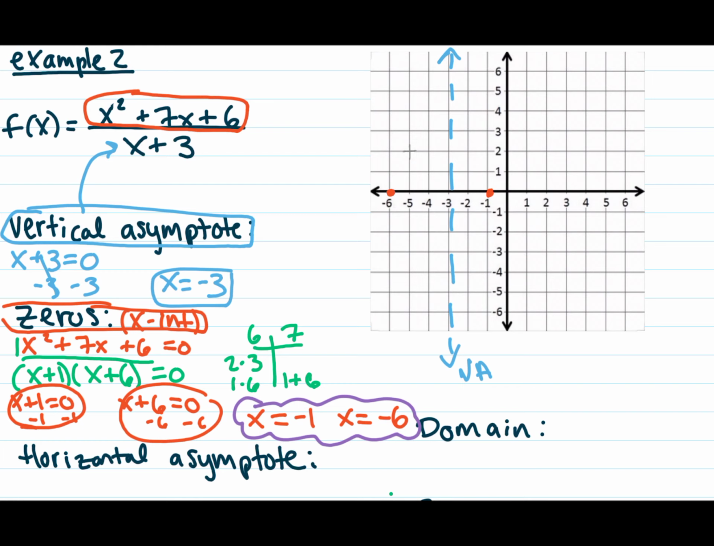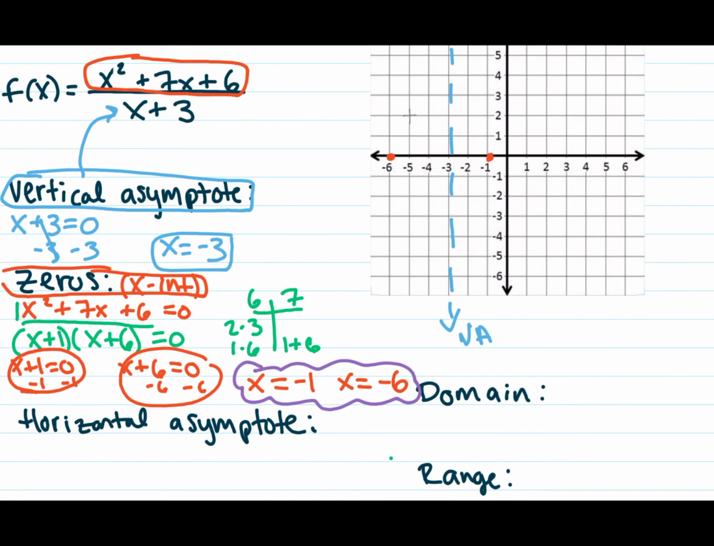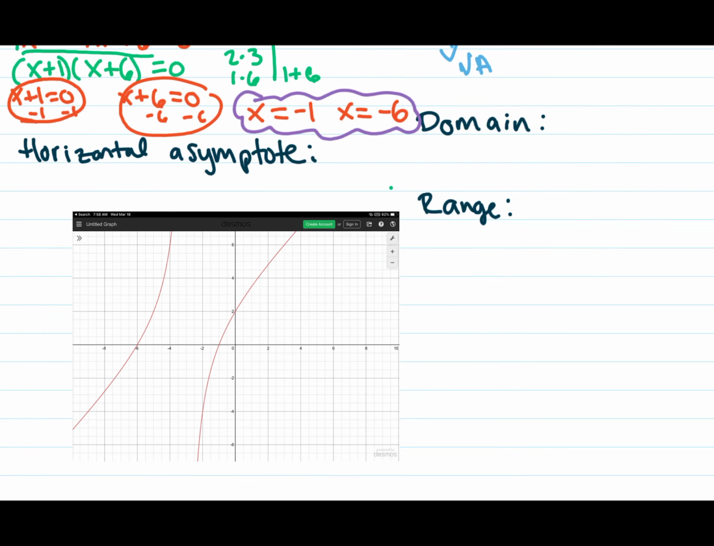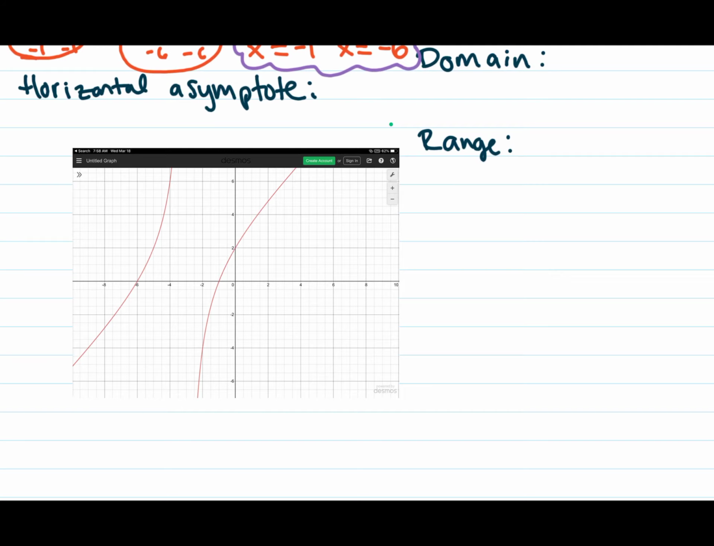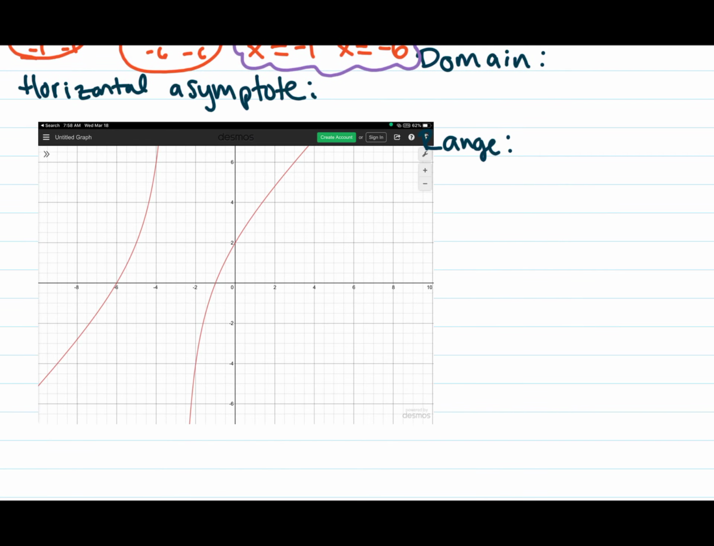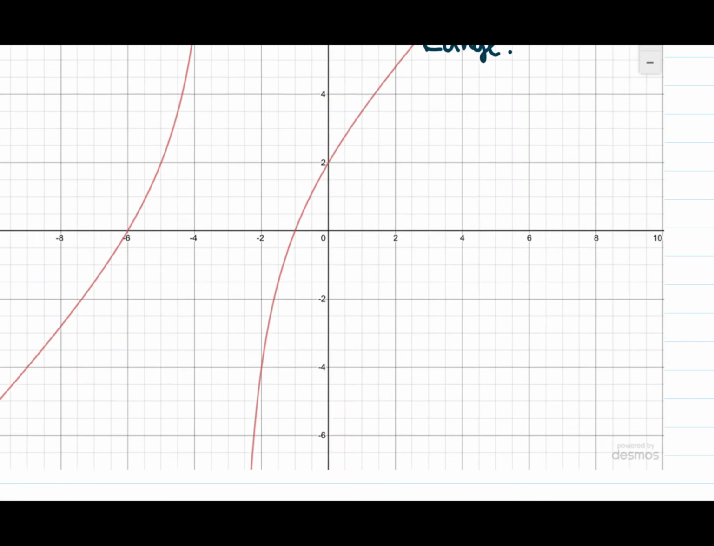So I still haven't told you quite the trick for horizontal asymptotes, so I'm a little unsure. So what I'm going to do is graph this on Desmos and see if I can guess where that horizontal asymptote is. So I'm going to show you. I went on Desmos and I graphed this. Let's see if I can make this larger for you guys.